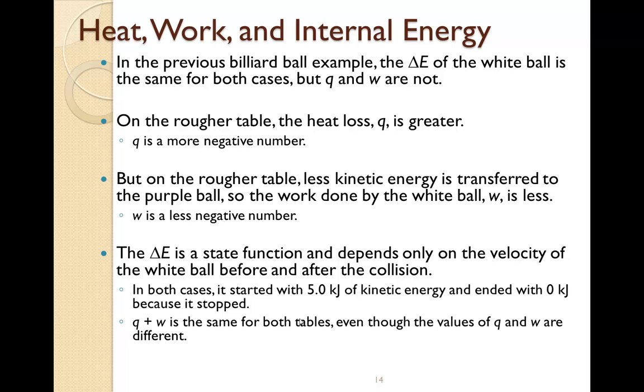The delta E is a state function that depends only on the velocity of the white ball before and after the collision. In both cases, it started with 5 kilojoules and ended with 0 because it stopped. The Q plus W is the same for both tables, even though the values of Q and W are different. And that gives you an explanation of how the system and surroundings transfer heat and energy.